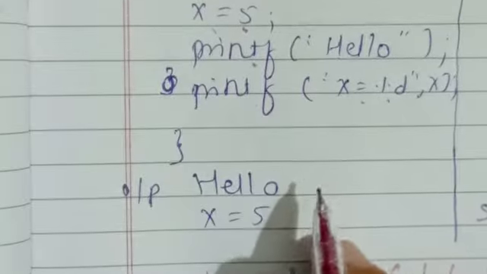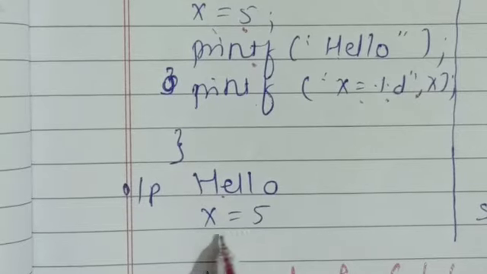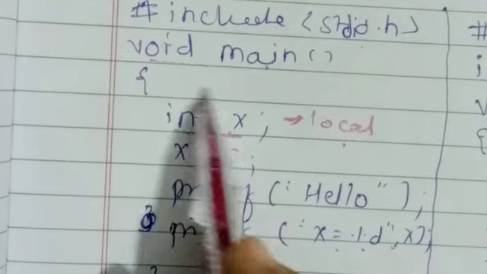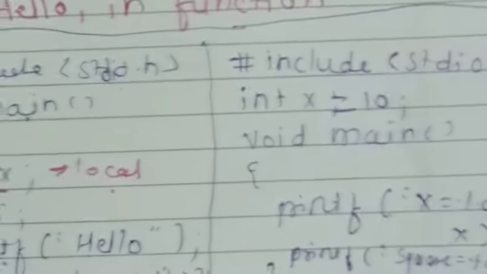Now what will be the output of this program? Hello x equals to 5. Understood? So this was the local variable x. Now next we'll see the program for global variable.